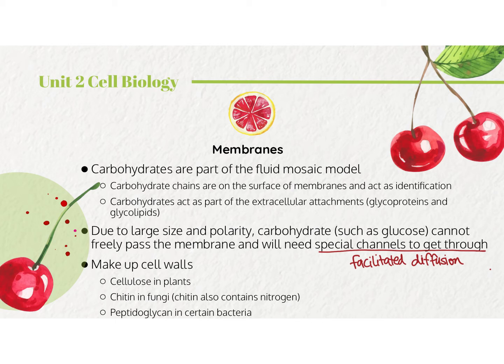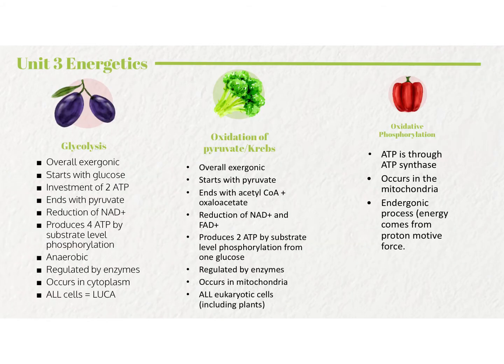Carbohydrates also make up an important part of cell walls, as we had mentioned in Unit 1. So we know that cellulose is in plants. There's also another carbohydrate that is called chitin, which makes up the cell walls in fungi. Now, chitin is also different because it contains nitrogen. There's also a protein carbohydrate blend called a peptidoglycan, and that's going to make up the cell walls in certain bacteria. Now, Unit 3 was very big for carbohydrates.